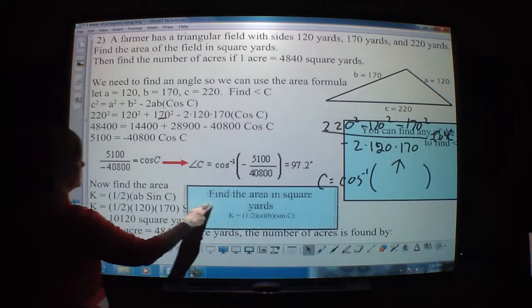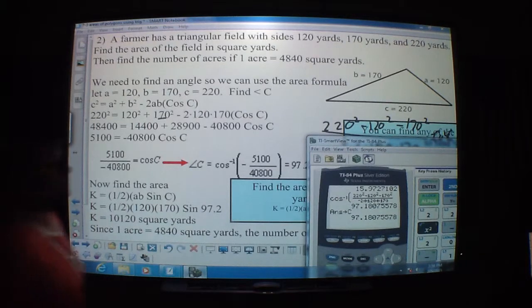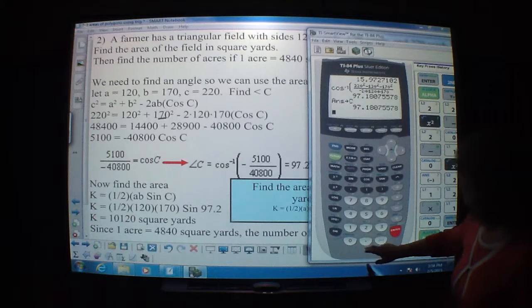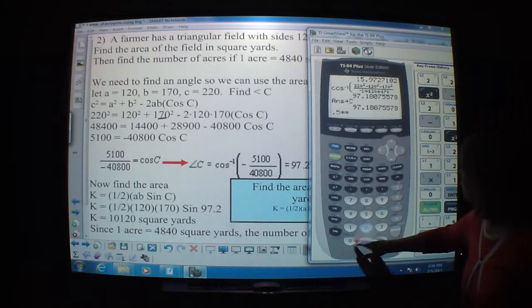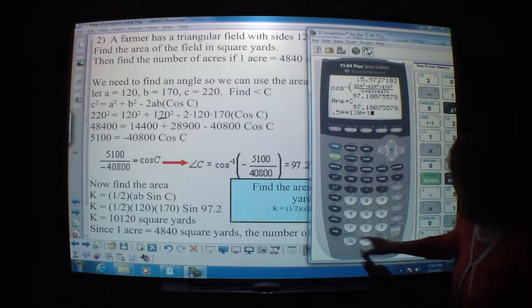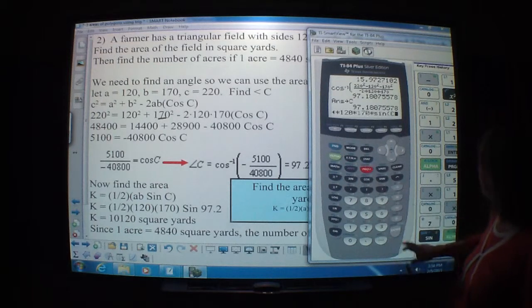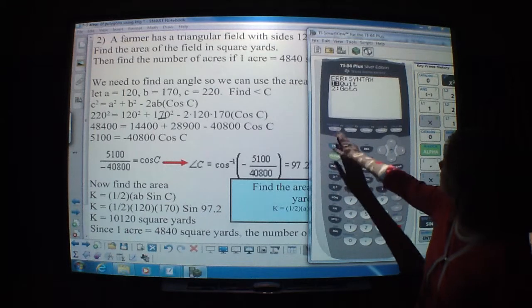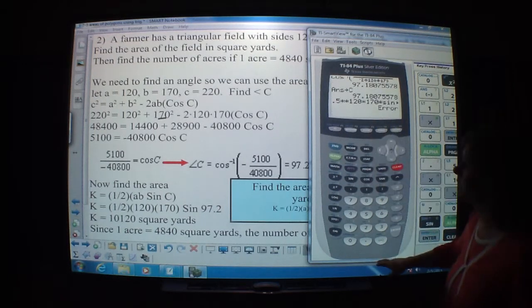So I can just put that right in my calculator. So let me pull my calculator up again. And in my calculator, I can do 1/2 times 120 times 170 times the sine, and you have to remember where you kept it, but I put it in C because that was angle C. Whoops, what did I do over there? I did something wrong. Let me try it again. Okay, 2 times, that's why.